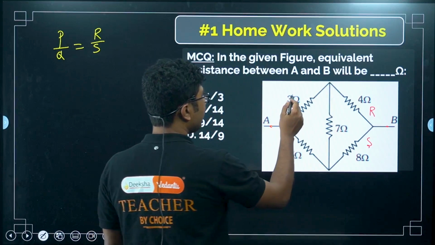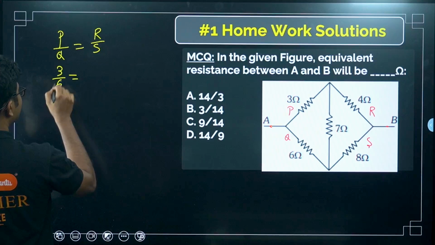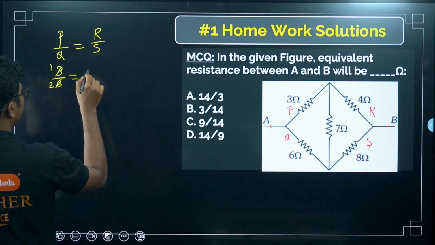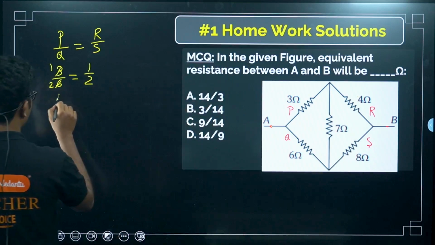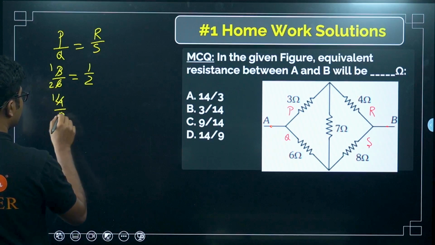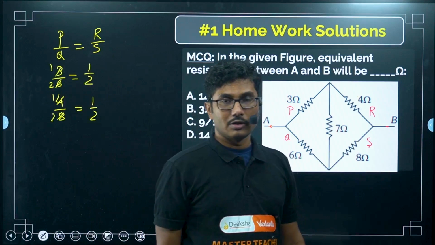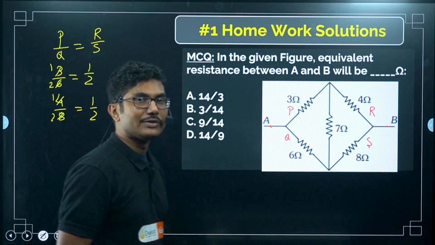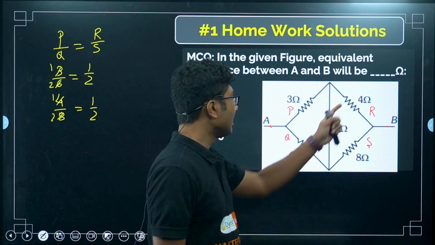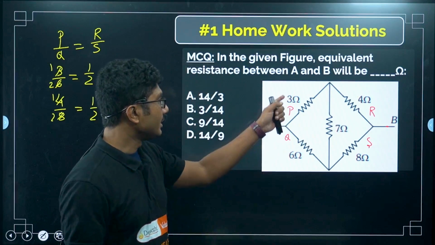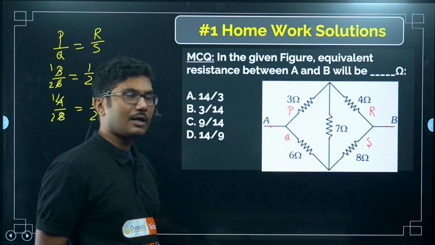Now if you see 3 by 6, what is 3 by 6? Half, right? Now what is 4 by 8? This is also half. So not always will they be equal values. Don't expect that they will give you equal values every time. They sometimes may give you values like this, 3 and 6, 4 and 8 here. So in this case, as you can see, 3 by 6 and 4 by 8 are equal.